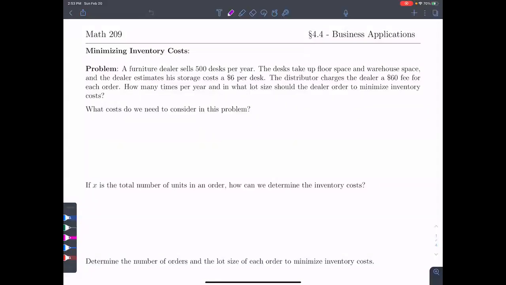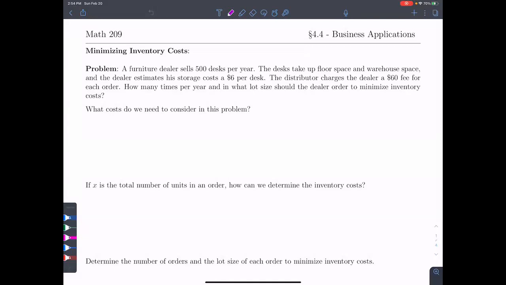Okay. Section 4.4 is fun, but it is complicated. This is business applications. So we're going to walk through like six-ish examples of minimizing inventory costs or maximizing revenue. And so just bear with me as we go through these step by step.